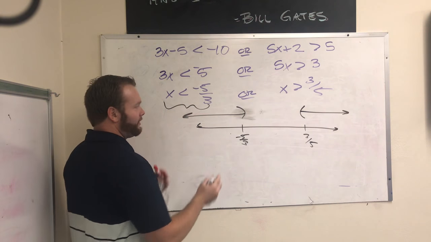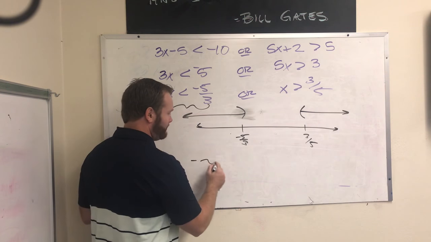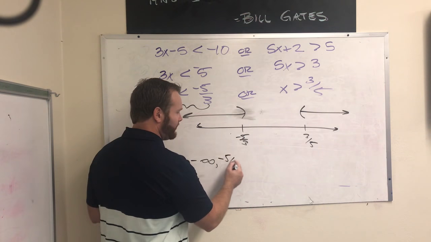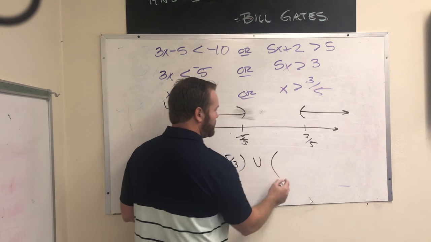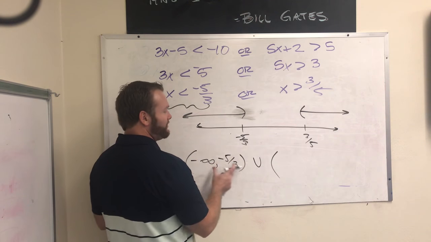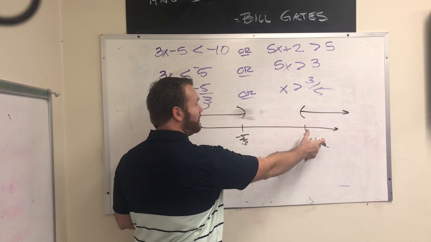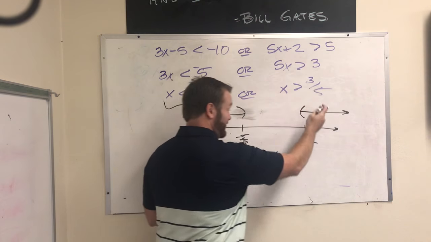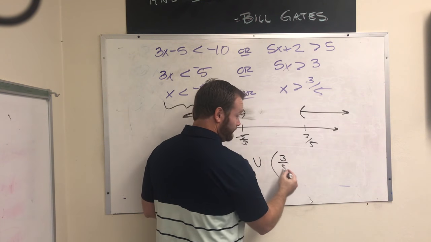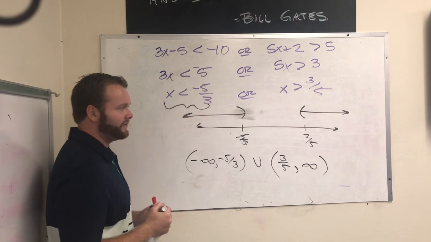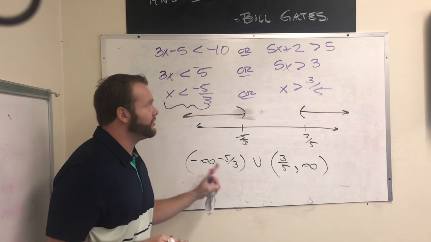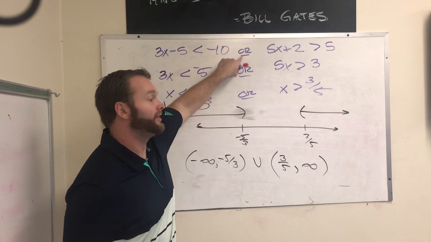So writing my interval notation, we start at negative infinity and get up to -5/3. And then I'm going to union. This union basically says there are some values that we're going to skip over on our number line. The next value that I see as a solution is 3/5. And the last one will be infinity. And those are all the solutions that satisfy this or condition.